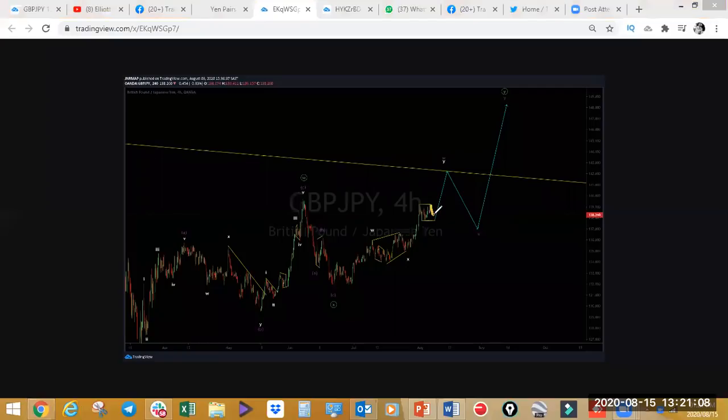Pound yen, we expected these to continue to the upside. Where are we now? We have dropped slightly. We are currently here. And if we do get a setup here, you can actually take it because that's confirmation for further upside, especially breaking above this level. We are going to see further upside on pound yen.